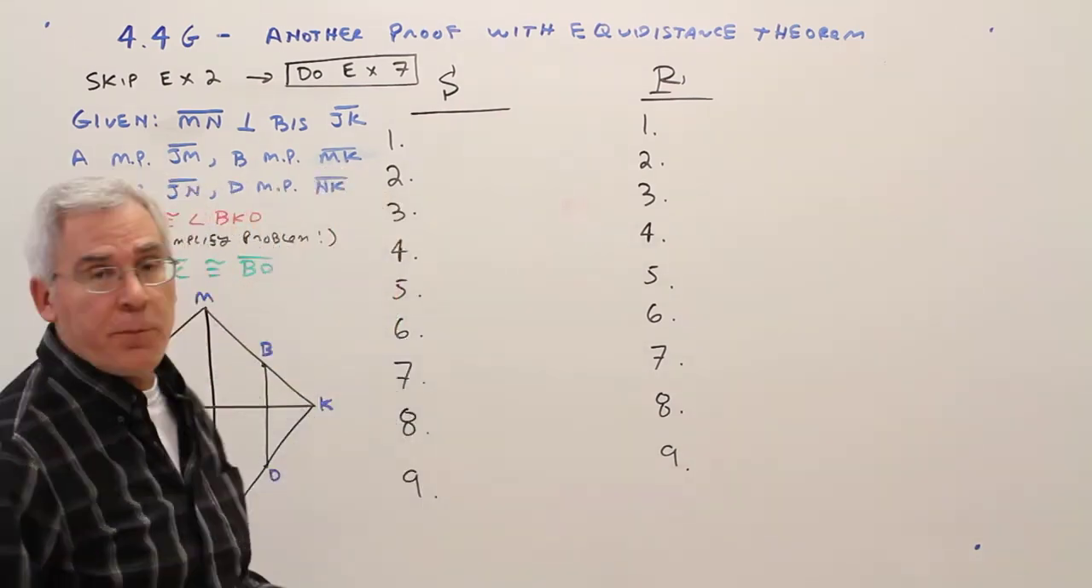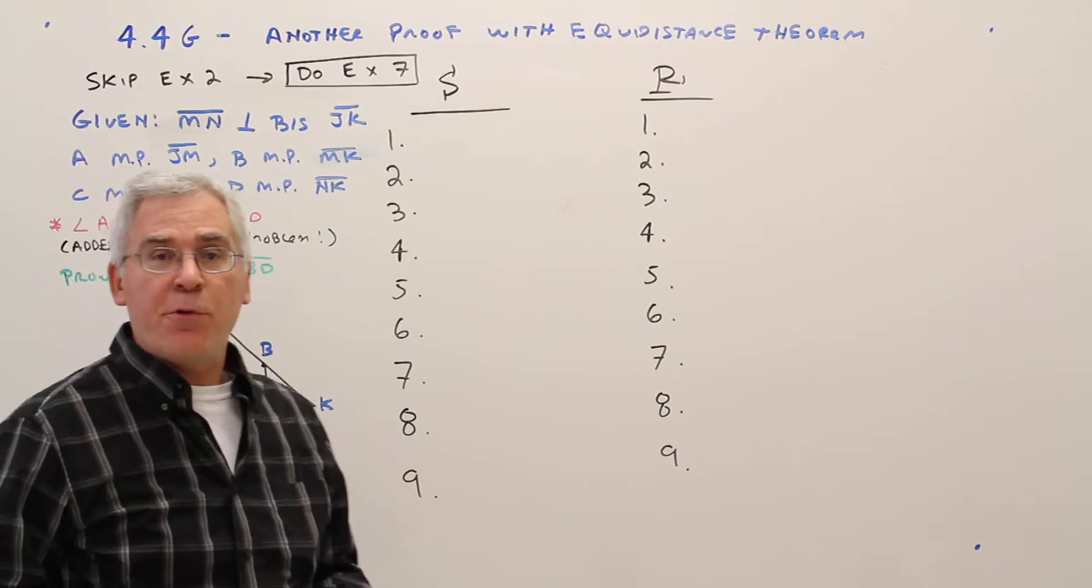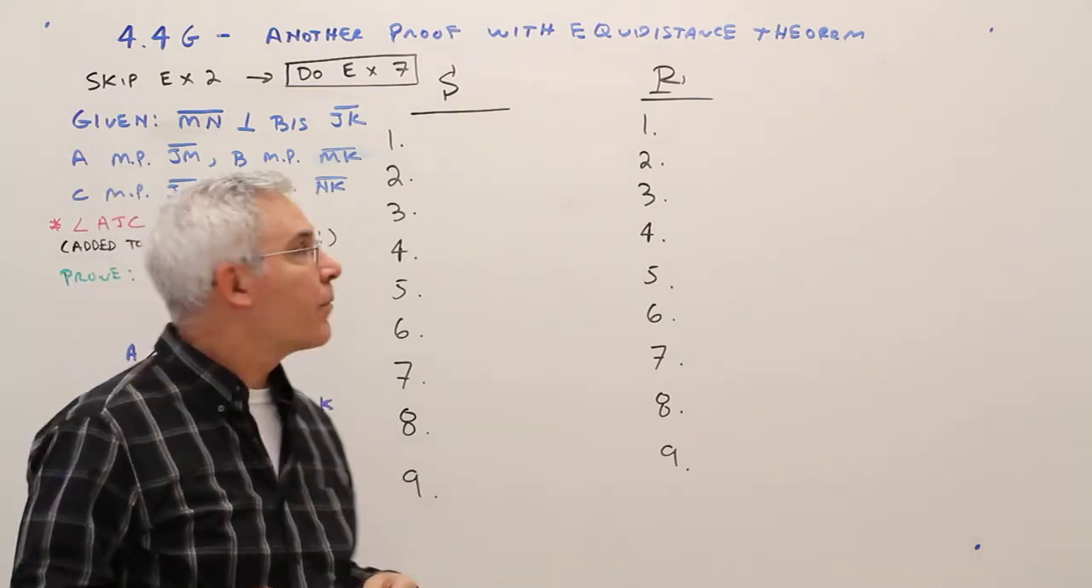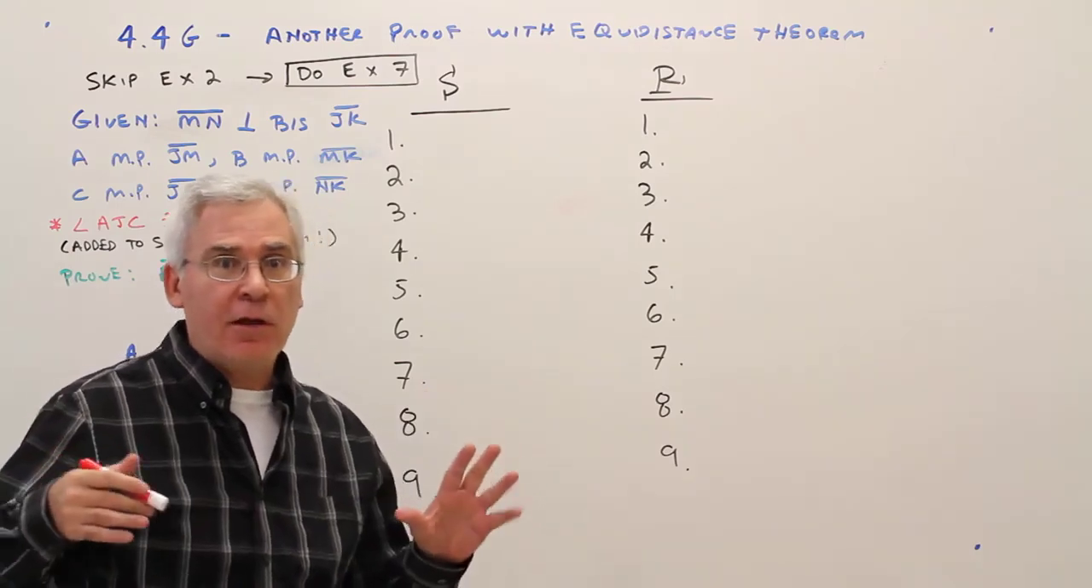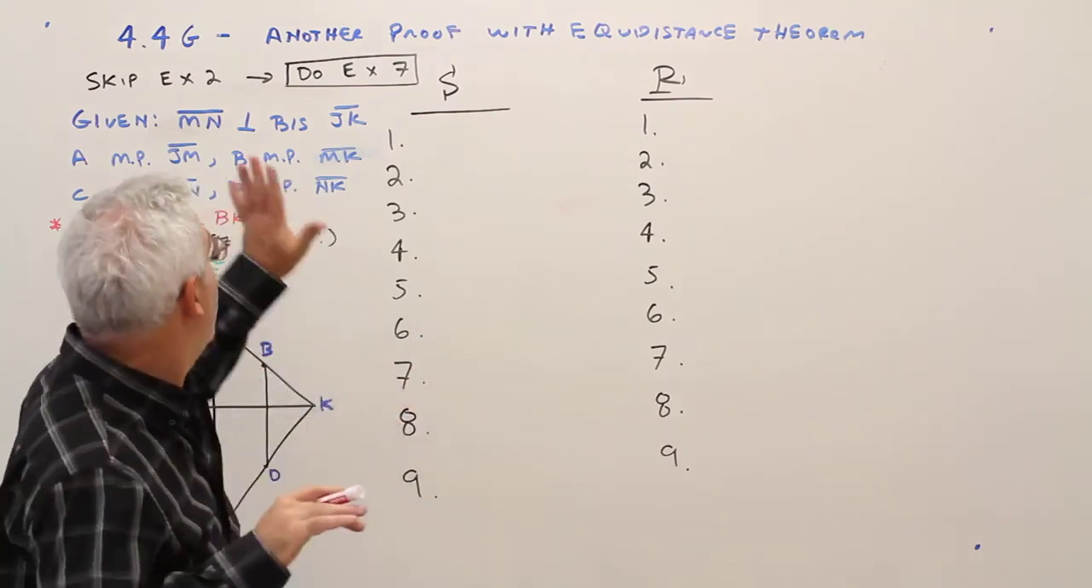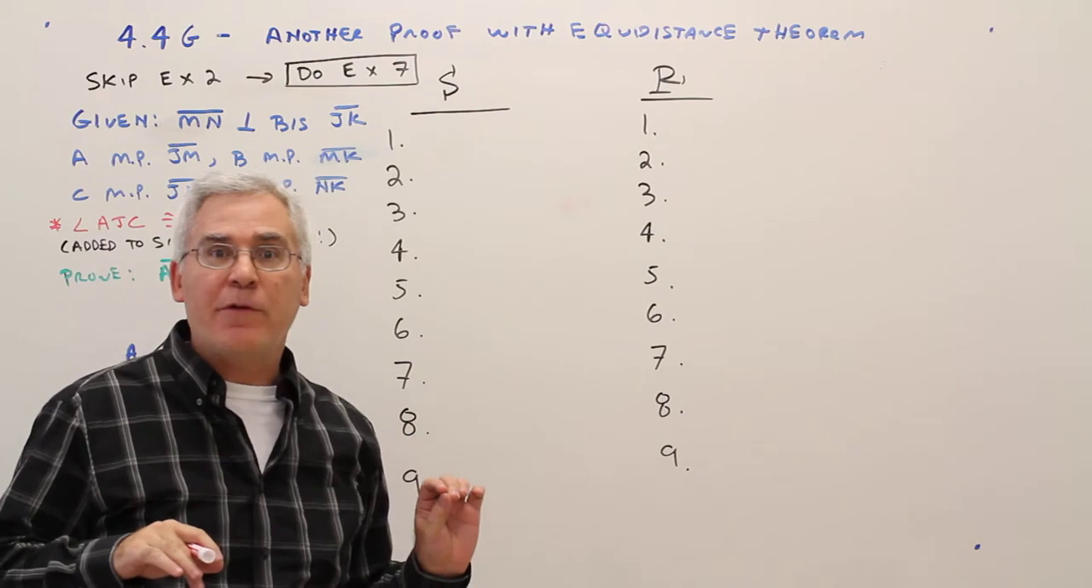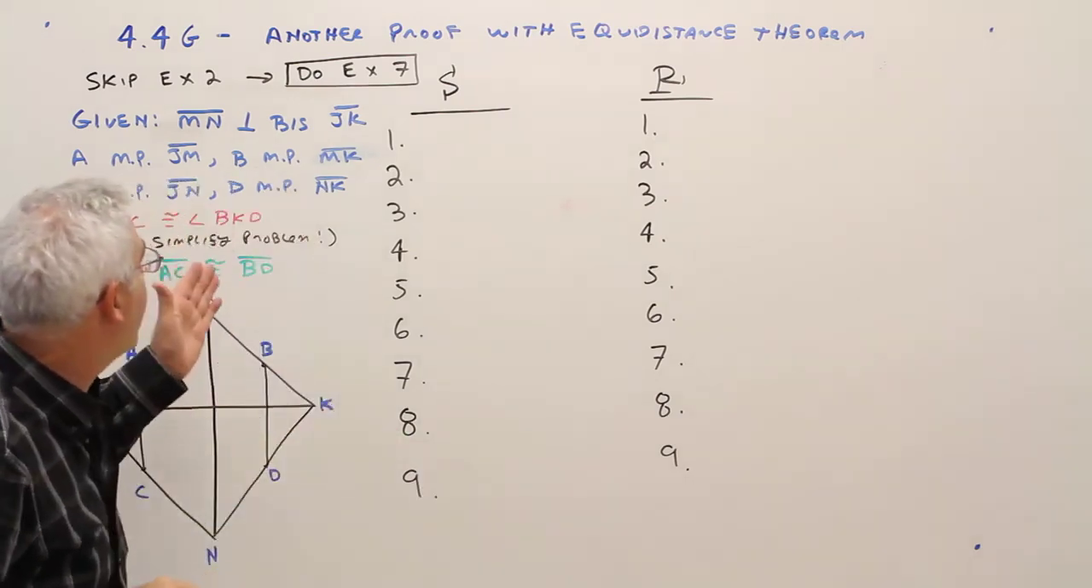Welcome to video 4.4G, another proof using the equidistance theorem. Alright, so I'm going to skip example 2 just so the videos aren't too long. The numbering system was kind of wacky. In any event, we're on example 7.